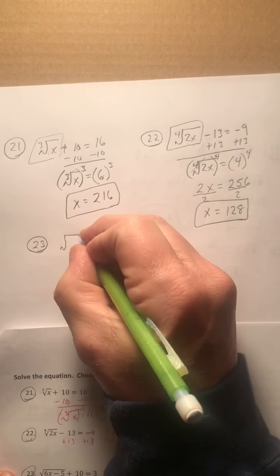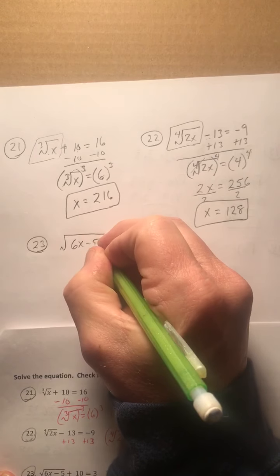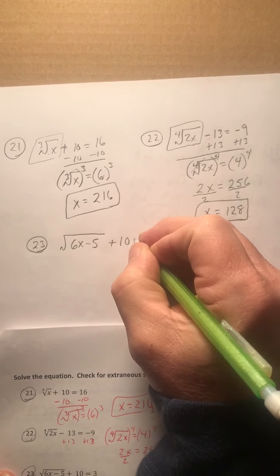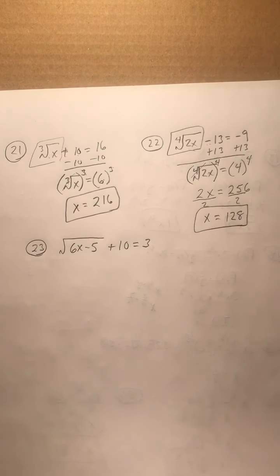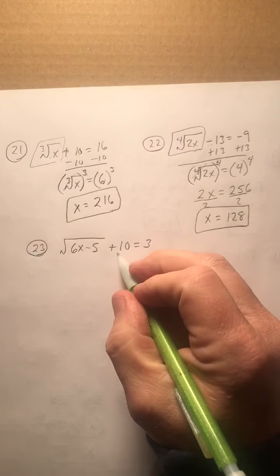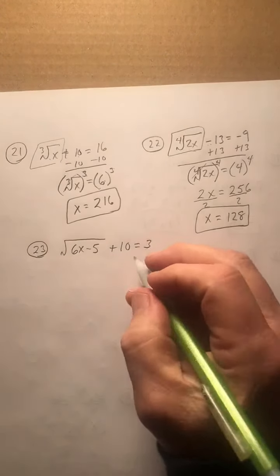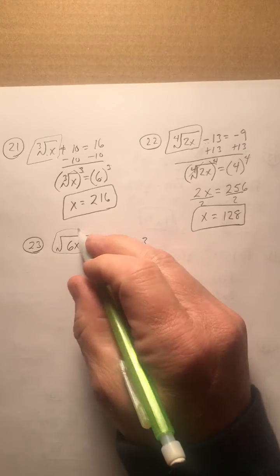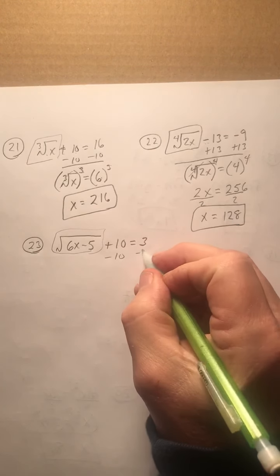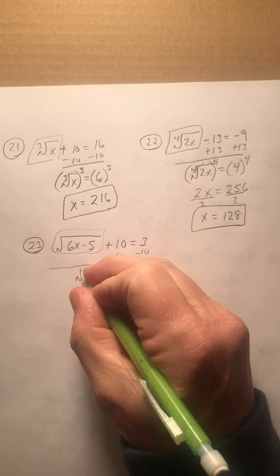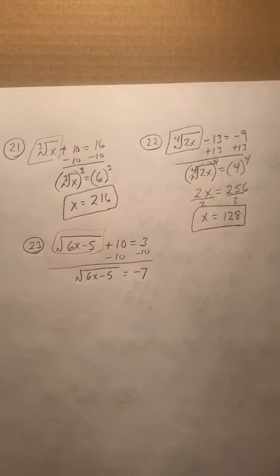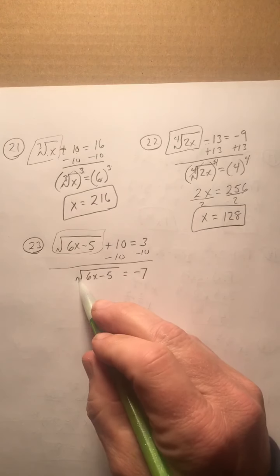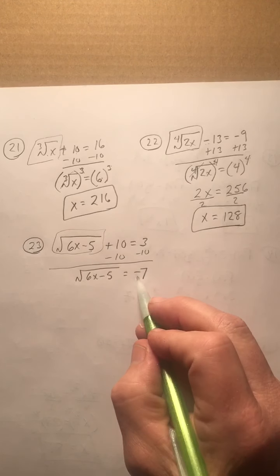23, I have the square root of 6x minus 5 plus 10 equals 3. So again, we have to isolate this, which has a square root. So I subtract 10. All right, and I get the square root of 6x minus 5 equals negative 7. Now, realistically, you can stop right there. That's what I did on the notes. I stopped right there because we can never get the square root of anything to be equal to a negative.